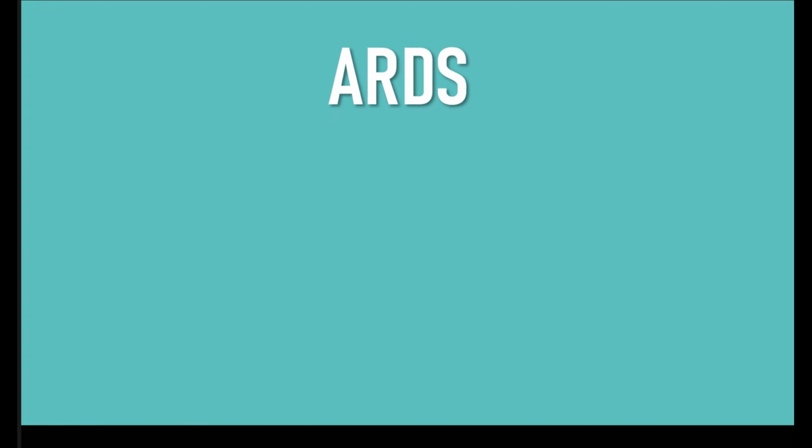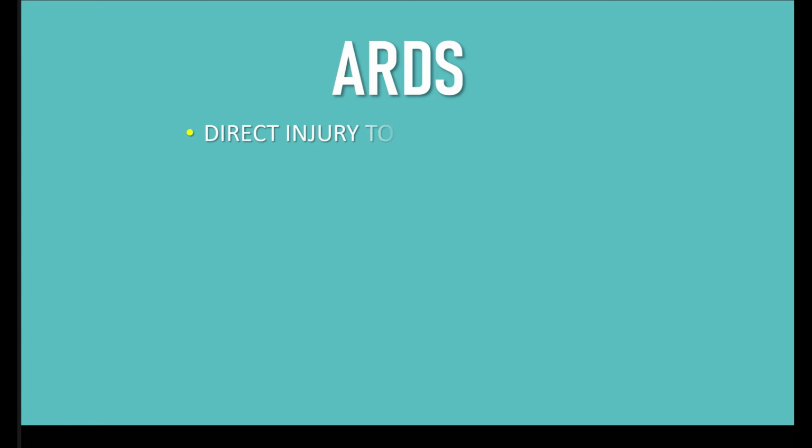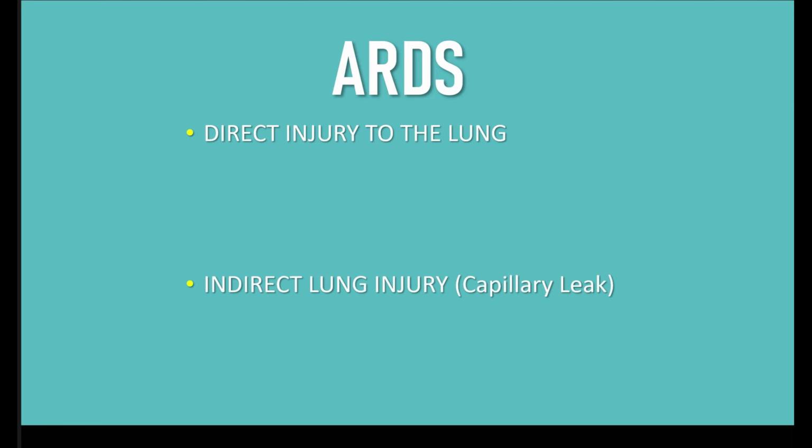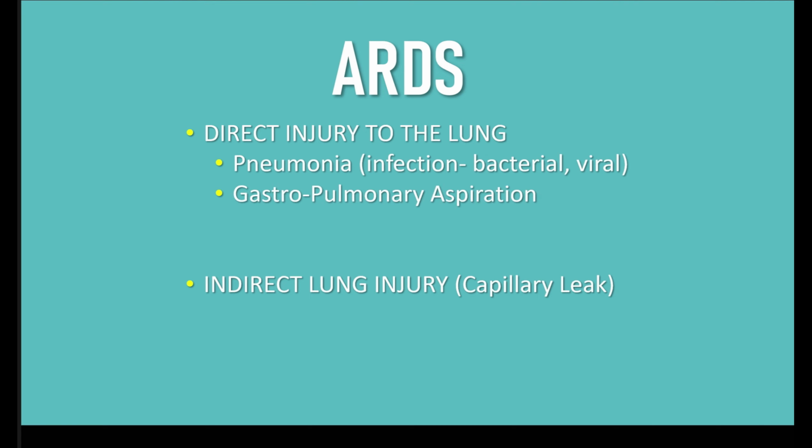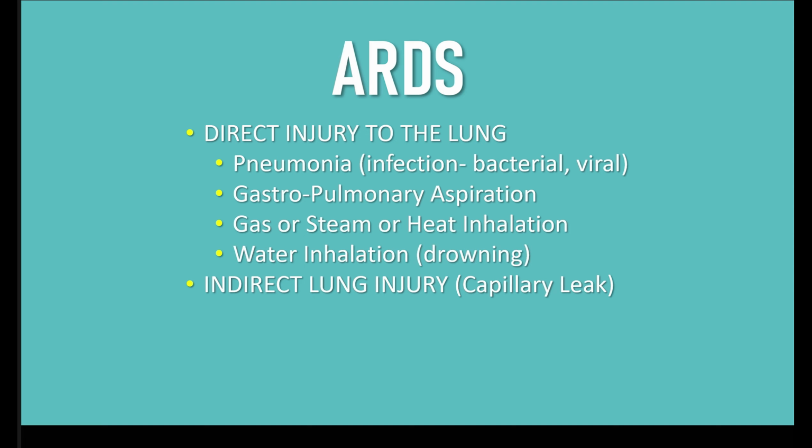In terms of the causes of ARDS, there are essentially two different ways the lungs get injured. One is a direct injury to the lungs, and the other is an indirect injury to the lung. The indirect injury is caused by a capillary leak syndrome, damage to the alveolar capillary interface. The direct injury is usually caused by pneumonia. That's an infection, either bacterial or viral, gastropulmonary aspiration, gas or steam or heat inhalation, and water inhalation or drowning.